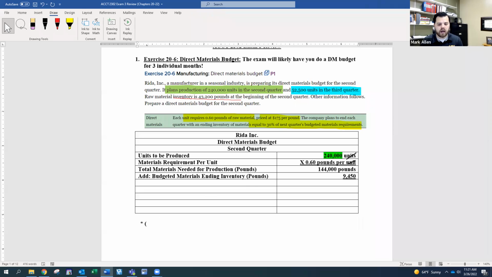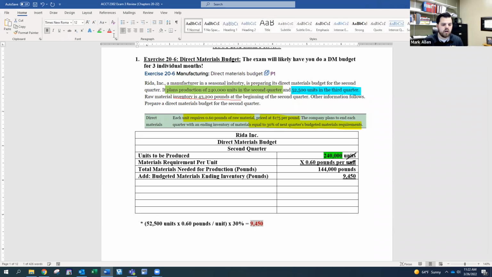So what you're going to have to do is realize, well, during the third quarter, we're going to need to produce 52,500 units. And each one of those units will need 0.6 pounds of materials. But we don't need all of that right now. Does that make sense? We don't need all of it. We just need 30% of it. And we find that 30% in the green box with the yellow highlighting on that last line. So we take the 52,500 times 0.6 times 30%. And when we do that, we get 9,450. So that is how I got the number that we actually see right here, is that 9,450.